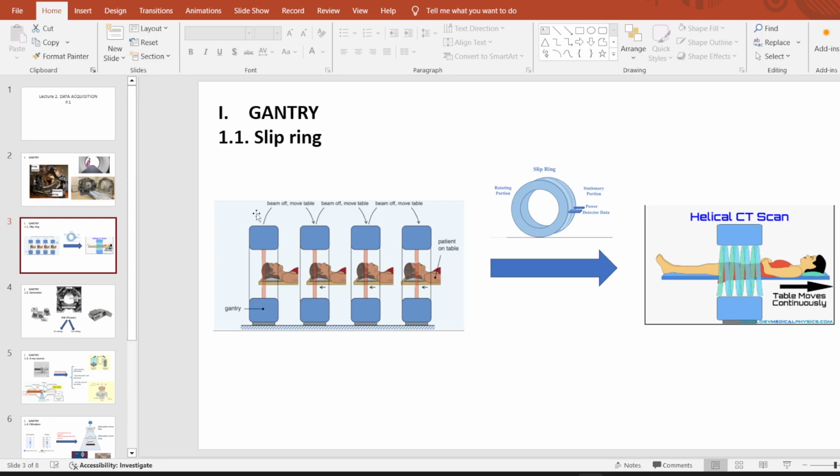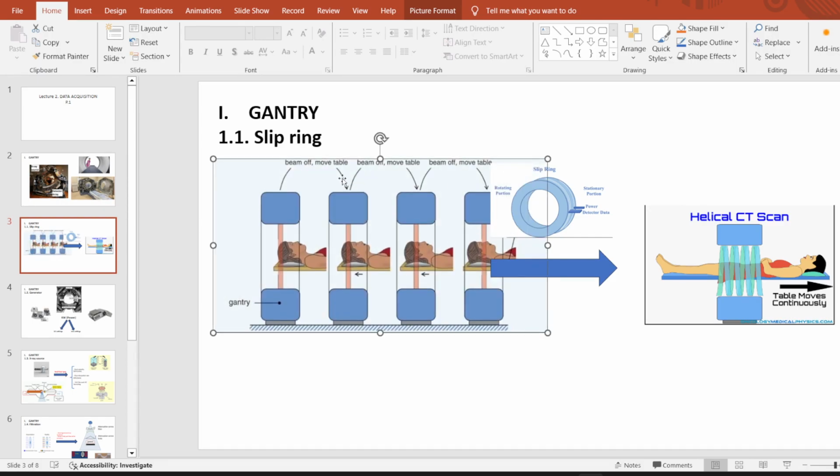For instance, just look at the first picture. This is the first generation of CT. You see that? You got a picture right here, and you want to go to the next slice. Beam off, my friend. Move the table. But the tube just needs to rotate in the reverse direction. The tube needs to move in the reverse direction.